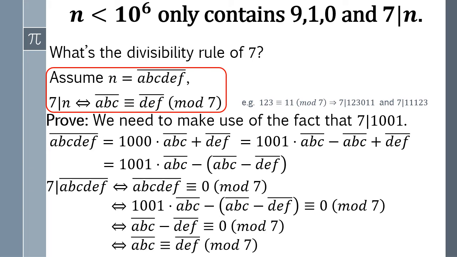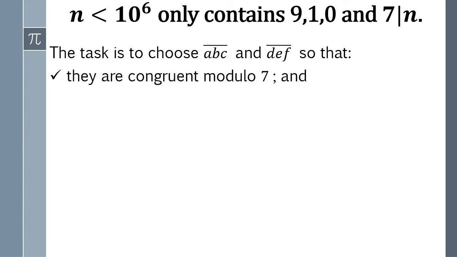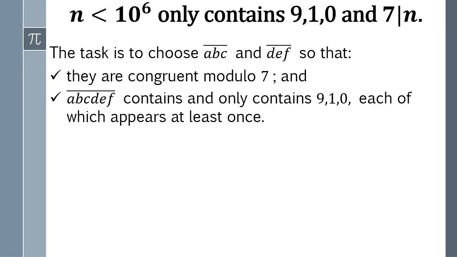Knowing this fact, my task now is to choose two numbers abc and def. Those two numbers, first, should be congruent modulo 7. In other words, when divided by 7, they should have the same remainder. And second, when those two numbers combine together to form a new number abcdef, this new number should contain and only contain the 3 digits 9, 1, and 0. And each of the 3 digits must appear at least once.